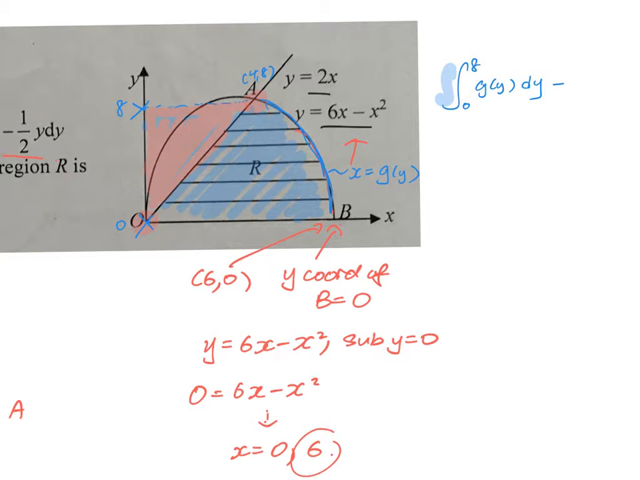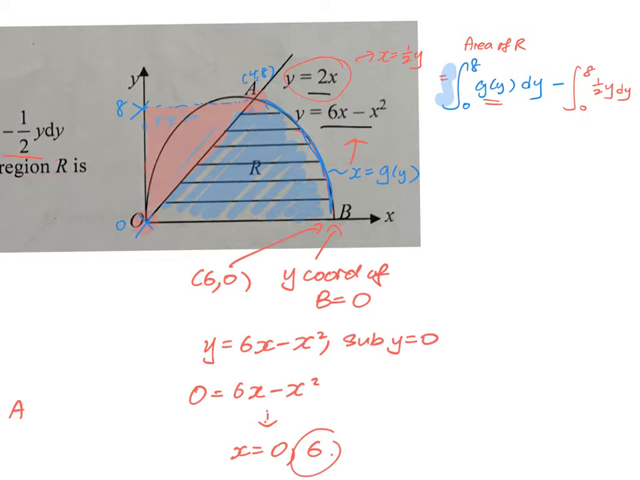And the red color part is actually just the area of a triangle. Okay, it's just the area of a triangle. Or you can say it's basically the integral of this graph where x is equal to half y, the integral of half y from 0 to 8 as well. And then the next thing is, of course, you can see that my area of R is the difference of two areas.